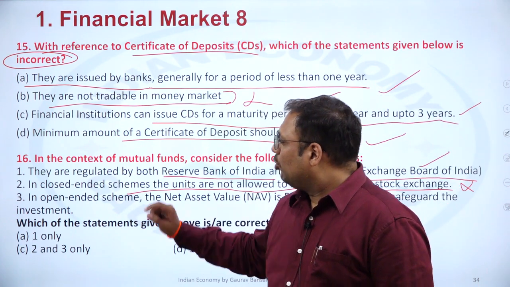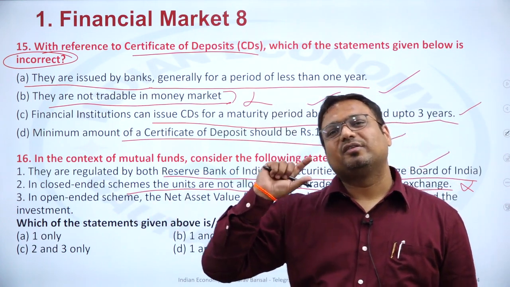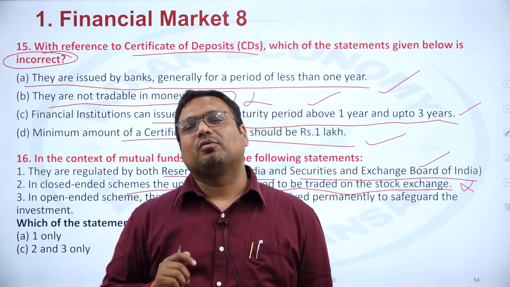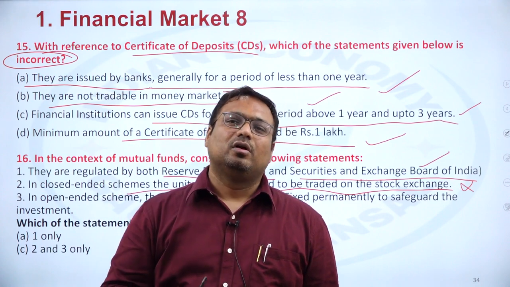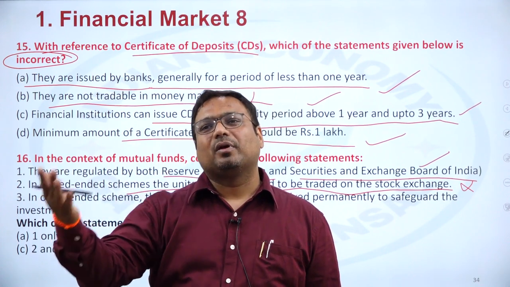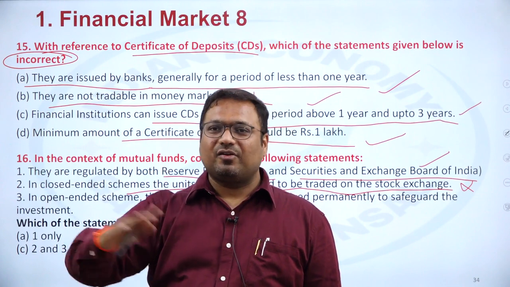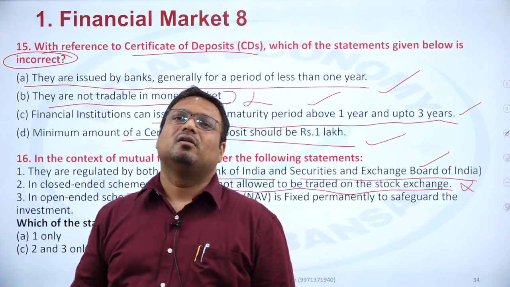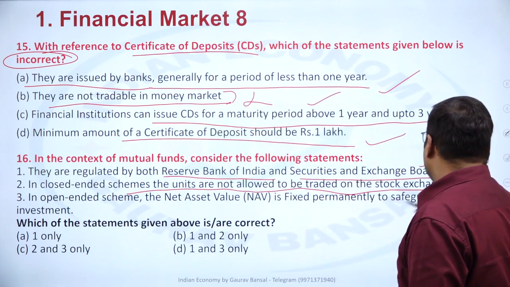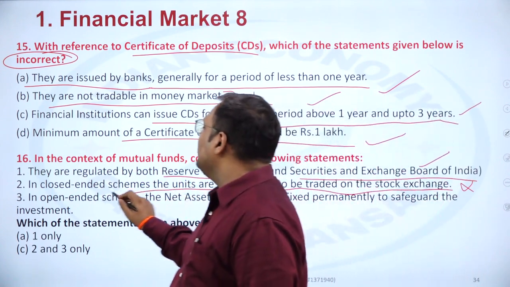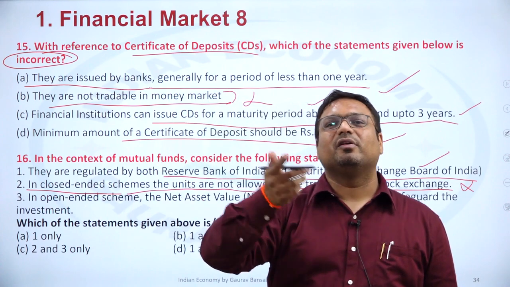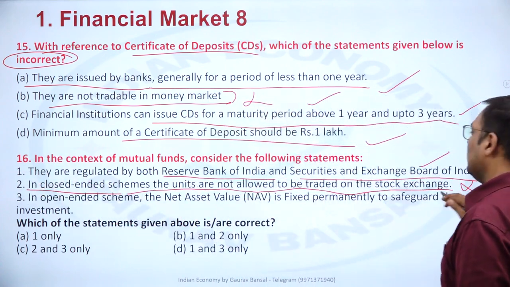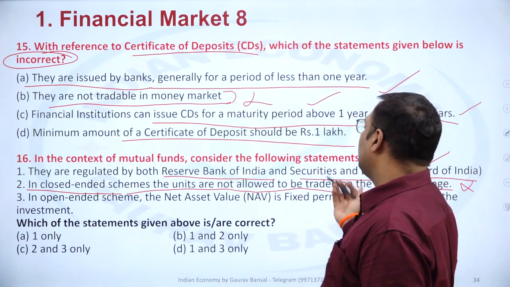Okay, closed-ended schemes are which ones? Closed-ended schemes are those where only one time a mutual fund is created, units are sold, and only one time people can buy. After that, people can trade among themselves. The company will be out of the market. The company will just maintain the fund. You cannot buy a fund from the company in future. The company will just deal once in the primary market, and then there is a secondary market for it. So these are tradable. Closed-ended are tradable.